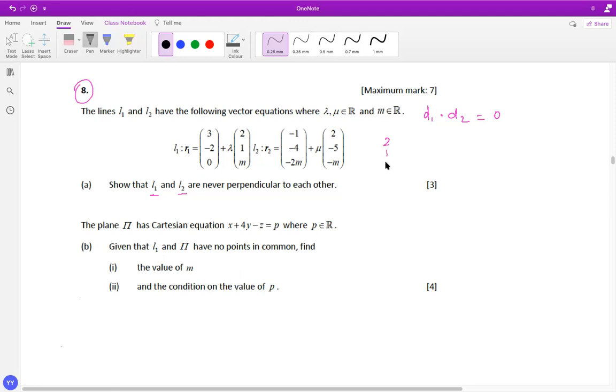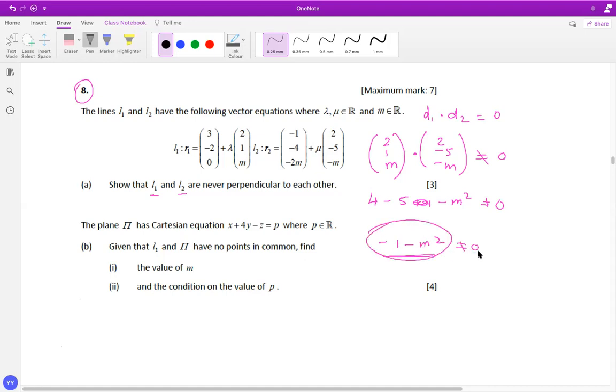So let's take the dot product of the directions. So (2, 1, m) and (2, negative 5, negative m). This should not be 0. So just write down 4 minus 5 plus m minus m squared. Let's see if it is not equal to 0. So that's negative 1, negative m squared, which is never going to be 0. That's obvious, because this is always going to be a negative number, which is never going to be 0. Hence that proves that these lines are never perpendicular.